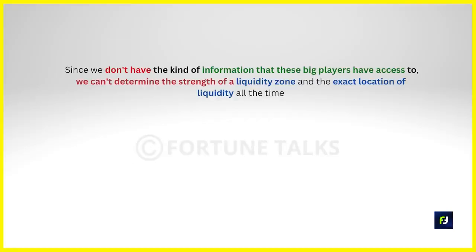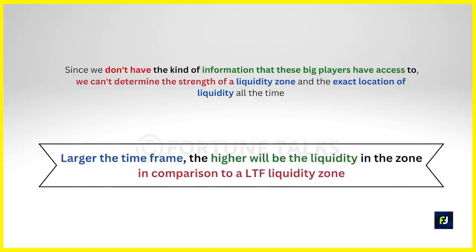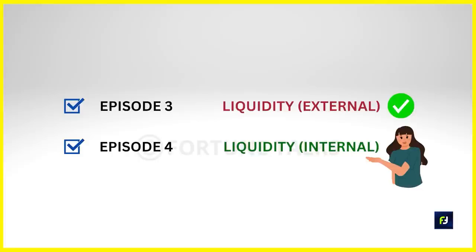Since we don't have the kind of information that the big players possess, we cannot determine the strength of a liquidity area and the exact location of liquidity at all times. Therefore, we can only predict where the liquidity can be discovered. But you must understand that the larger the time frame, the greater the liquidity. However, the more we go down onto smaller time frames, the weaker the liquidity will be. So these are all the things that you need to know about liquidity, especially external liquidity. In the next episode, we will turn our attention to internal liquidity.